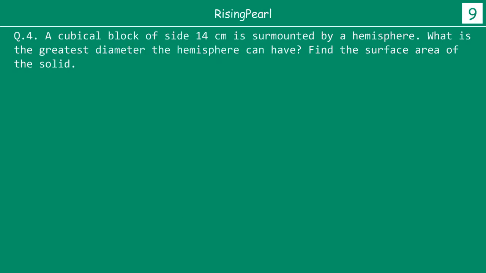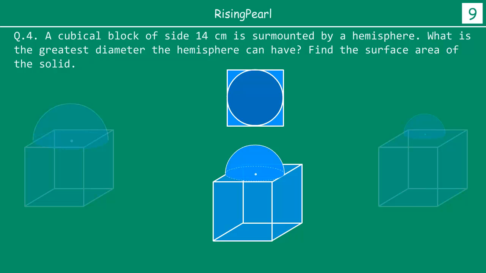I wanted to do a quick comparison to the last question that we saw in the last webisode. That question was something like this: a cubical block of side 14 centimeter is surmounted by a hemisphere. What is the greatest diameter the hemisphere can have, and find the surface area of the solid? We actually solved this question in the last webisode, and it looked exactly like this. We had a cube, and instead of the depression, instead of this being cut out like this as we just saw in the last question, the hemisphere was actually sitting on top of the cubical wooden block.